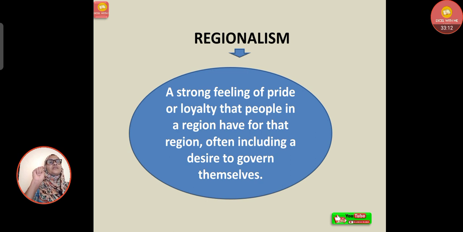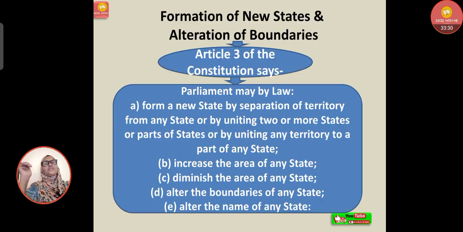Now the last term, which is a constraint on social change, that is regionalism, which is also known as communalism, a strong feeling of pride or loyalty that people in a region have for that region, often including a desire to govern themselves. Now formation here, India is the largest country in the Indian subcontinent, deriving its name from the river Indus, which flows through the northwestern part of the country.